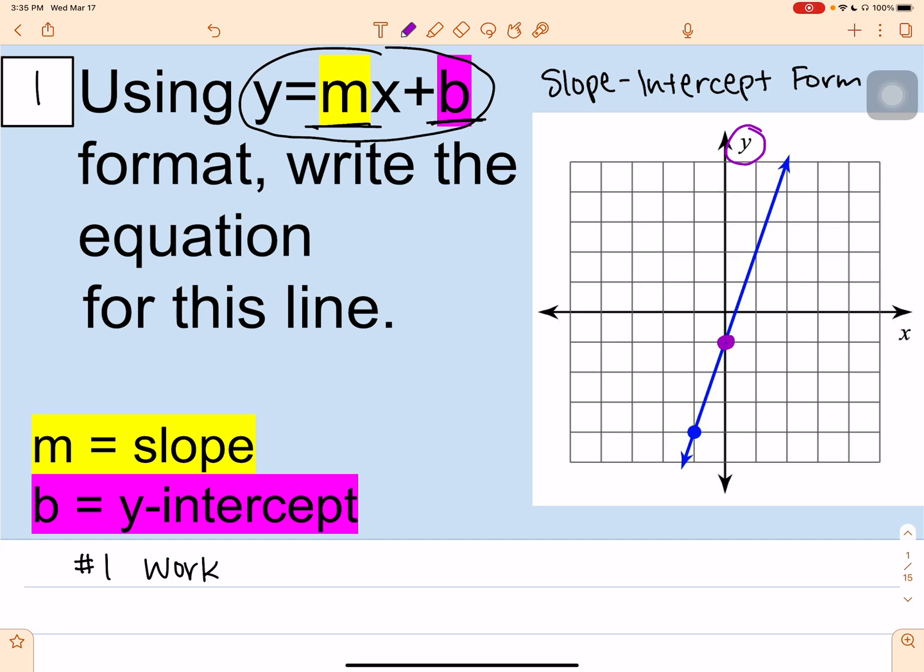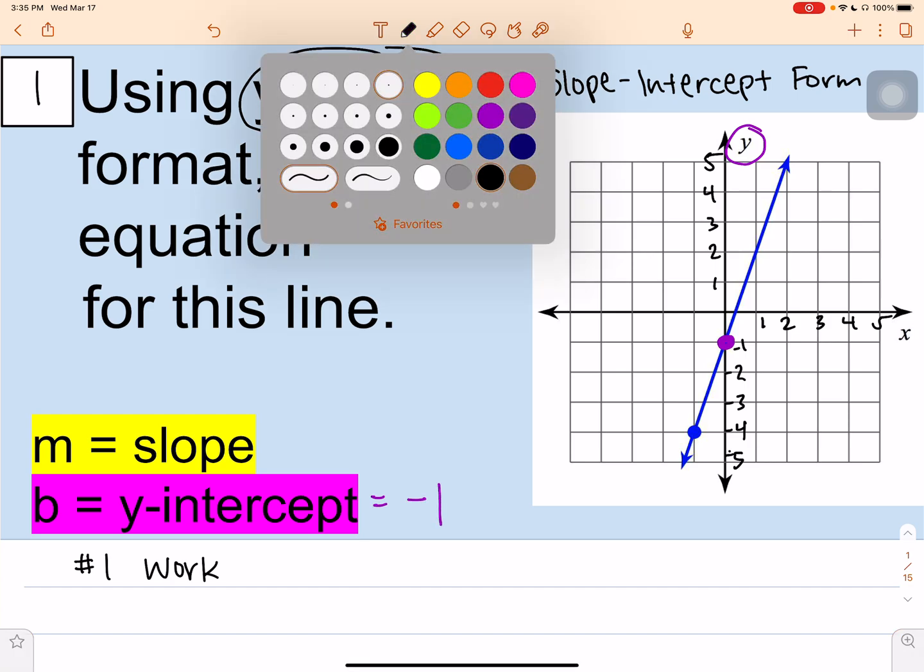Unfortunately, I just noticed that these are not numbered, but let's go ahead and just assume that they all go by ones. Okay, so we know now that the y-intercept is -1. We need to find the slope.